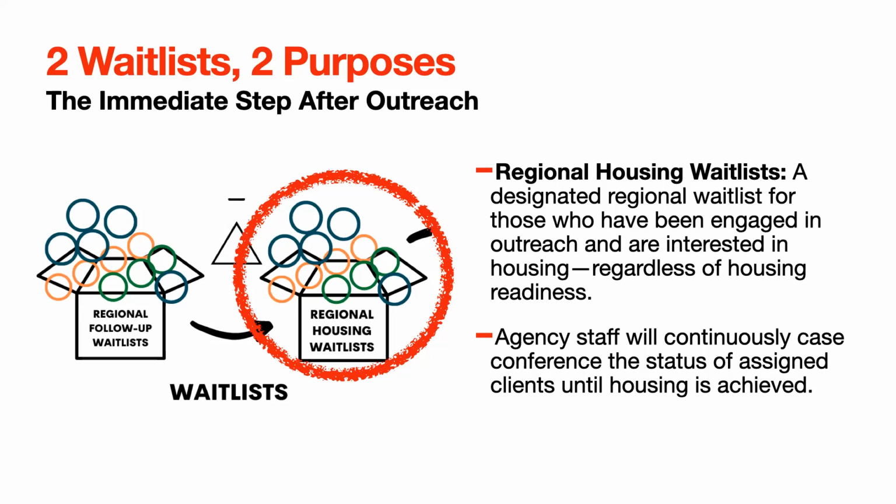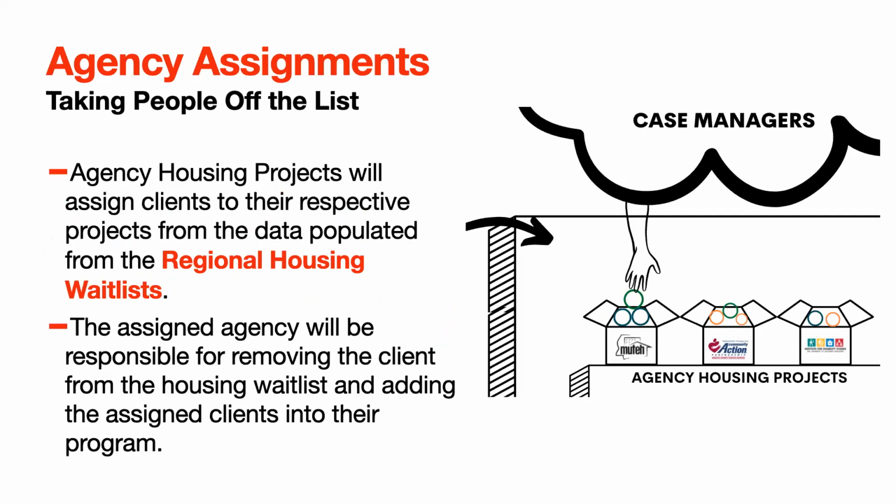And so with that being said, our focus for the next part of this step will be assignments. Assignments for projects will be taken from the regional housing wait list. No one should be taken directly from the follow-up list into a program. They should be taken from the regional housing wait list into a program. And keep in mind that the agency will be responsible for removing the client from the housing wait list and adding the assigned clients into their program.